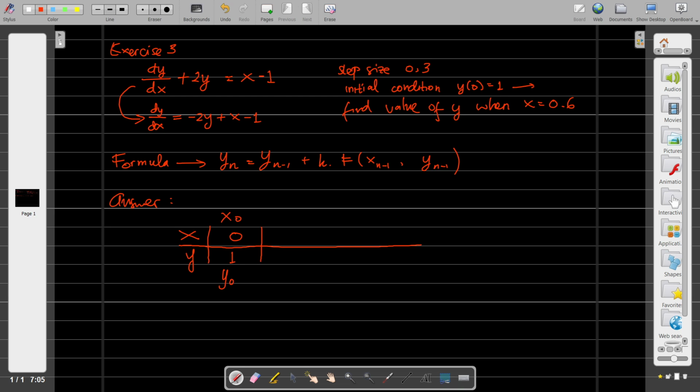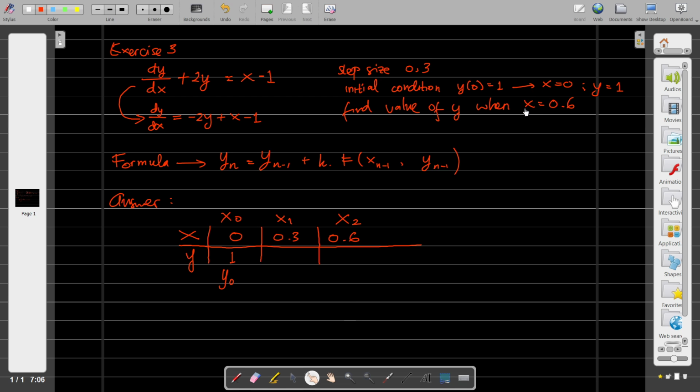So x0, y1. This side has the same meaning as this, just using different expressions. Then, because the step is 0.3, our x must be increased by 0.3. So 0 plus 0.3 is 0.3, and this is the value of x1. Again, 0.3 plus 0.3 must be 0.6, and this is our x2.